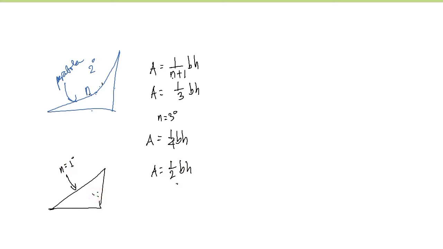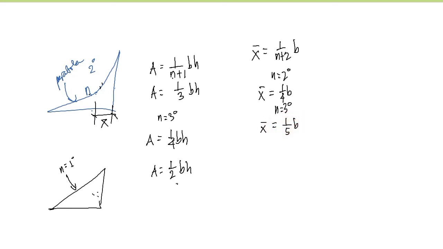How about the location of the centroid? The location of the centroid is our x-bar. The formula is 1 over n plus 2 of the base. If n is equal to 2, since this is a parabola, the centroid can be found at 1/4 of the base. If n is 3rd degree, the centroid can be found at n plus 2, so that's 1/5 of the base. How about the triangle? The x-bar for the triangle, n plus 2, since this is degree 1, is 1/3 of the base. That is where it comes from. And there is more.